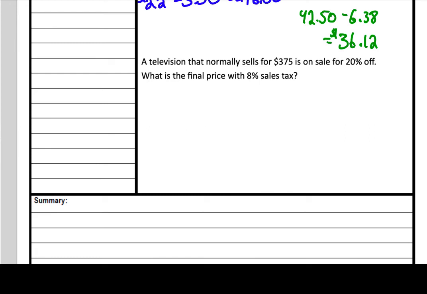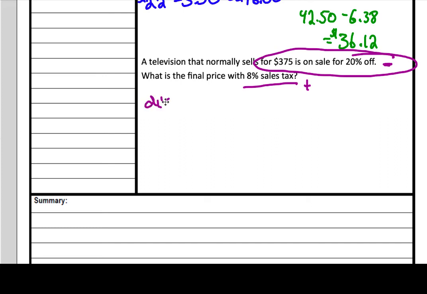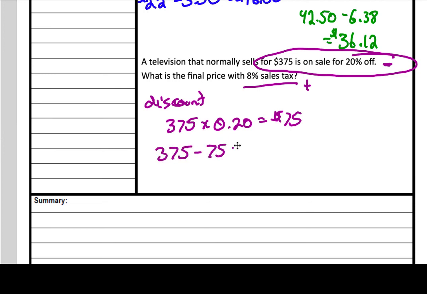So this time we have two things going on. First, we have a sale. Then we have sales tax. So one gets subtracted, one gets added. But be careful with this one. So let's do the discount first. So $375 times 20% is $75. So we're going to subtract that from the price. Oh, sorry, my brain started doing that for me. $375 minus 75 means my new price is $300.